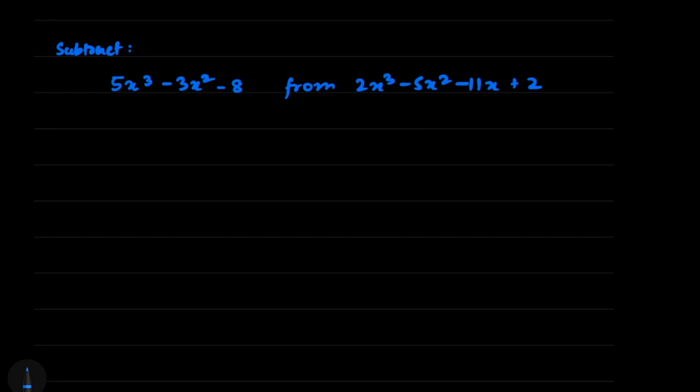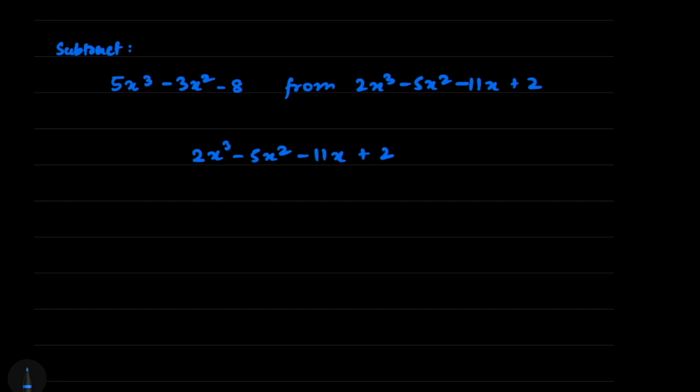Let's look at another question, but this time we'll do subtraction. We have to subtract 5x cubed minus 3x squared minus 8 from 2x cubed minus 5x squared minus 11x plus 2. Because it says that we have to subtract a from b, the one we subtract from needs to be on the top. And we'll use the columnar method because that makes it a lot easier. We have 2x cubed minus 5x squared minus 11x plus 2.